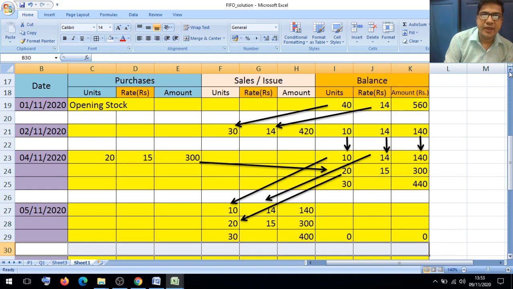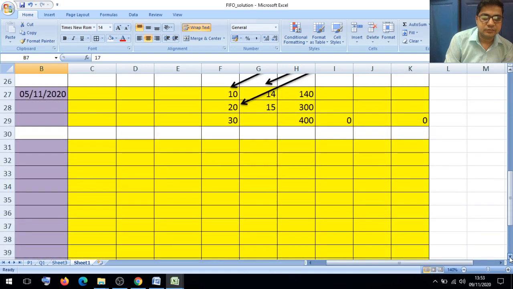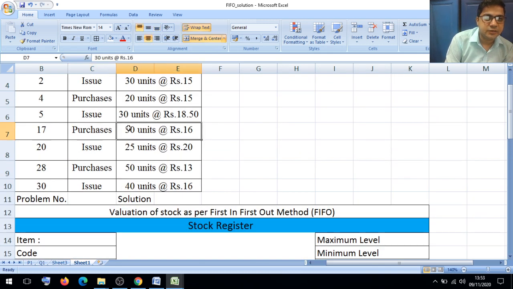After that we have to discuss 17th November. They purchased 30 units at the rate of 16. So we will write here 17th November 2020. Now how many units purchased? In the purchase column we have to write 30 at the rate of 16.